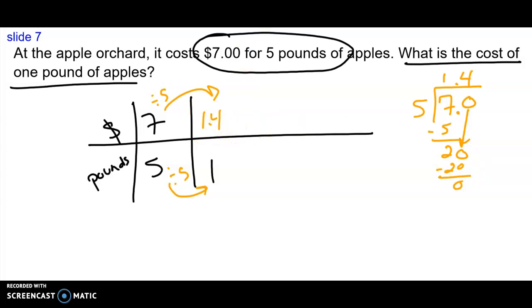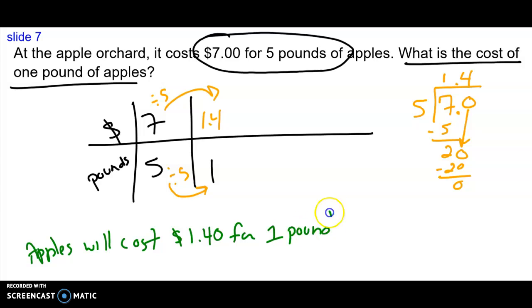But let's answer the question. The question says, what is the cost for 1 pound of apples? All right, so 1 pound of apples will cost, that means $1.4, but money has to have 2 places behind the decimal. What do you need right here to make it look like money? That's right, a 0. So the apples will cost $1.40 for 1 pound. It will be $1.40 for 1 pound of apples.